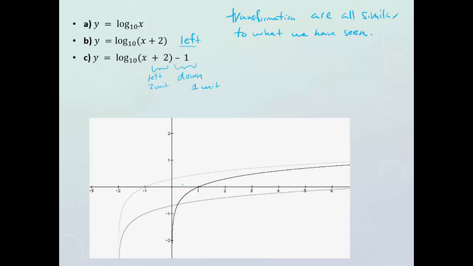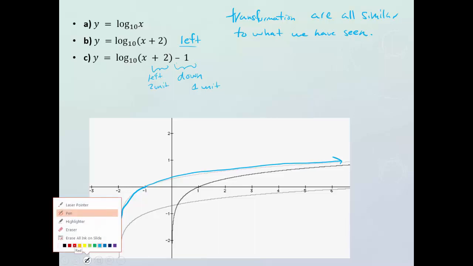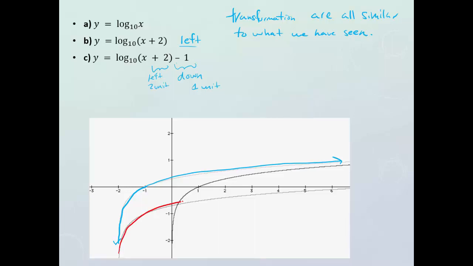Okay, so for b, we end up getting something that looks like this. So that's the b. And for c, we get something that looks a little bit lower, which is starting from down here, going like that. So that's shifted.